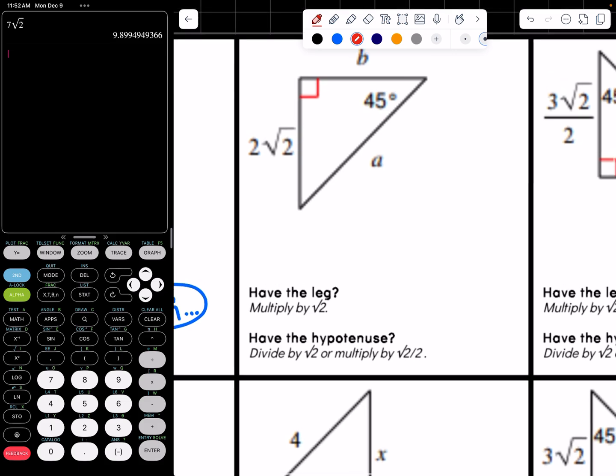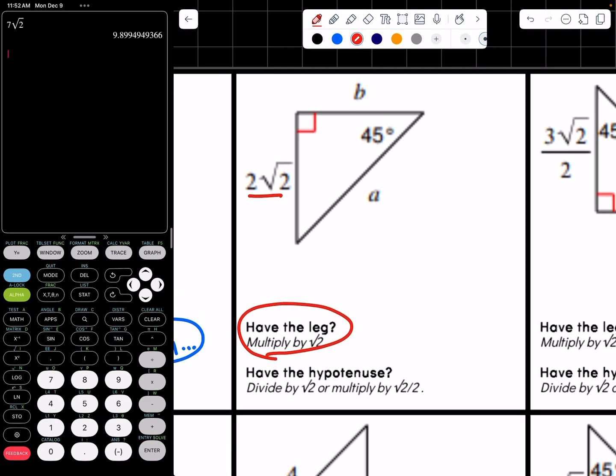Now let's get into some that are going to challenge us a little bit more. In this situation, we've got a leg. So in order to find the hypotenuse, I'm going to multiply that by root 2. B is easy to find. It's just going to be 2 root 2 because these are going to be the same. But in order to find my hypotenuse, I am going to multiply by root 2. So I have my a is going to be 2 root 2.